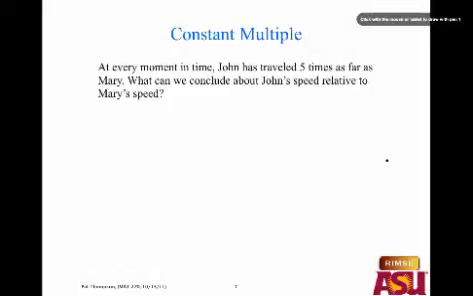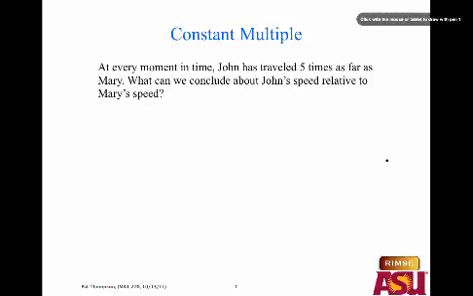Okay, here's a new rule. This is what we're going to call the constant multiple rule. This first screen is just the idea of it. If at every moment in time John has traveled 5 times as far as Mary, what can we conclude about John's speed relative to Mary's speed? Is it 5 times as fast? Yeah, of course. If John goes 5 times as far as Mary for any time, then he must be going 5 times as fast as her. Okay, so that's the idea of the constant multiple rule.